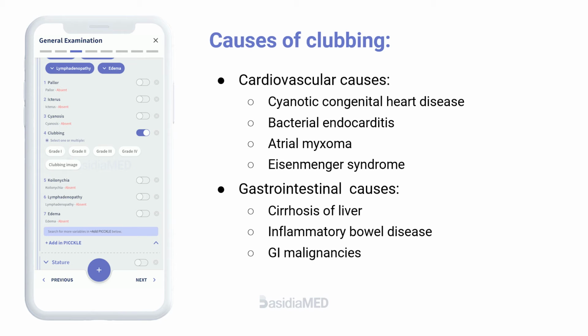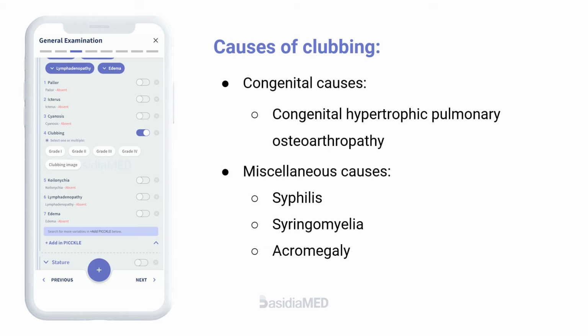Gastrointestinal causes that include cirrhosis of liver, inflammatory bowel disease, and gastrointestinal malignancies. Congenital or familial conditions, such as congenital hypertrophic pulmonary osteoarthropathy. Miscellaneous causes such as syphilis, syringomyelia, acromegaly, and thyrotoxicosis.